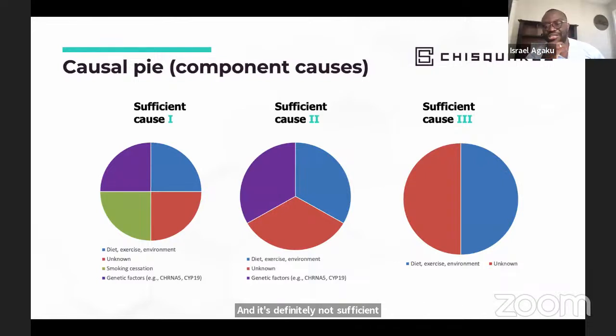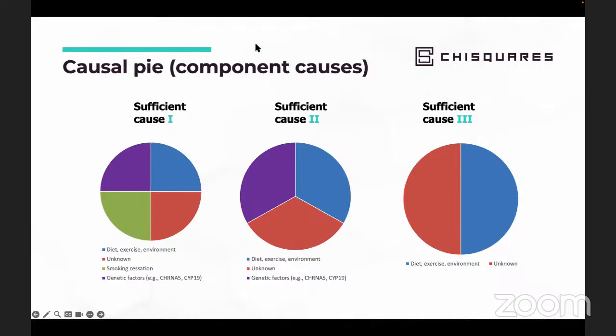So that's how we use causal pies in epidemiology. It allows you to visualize things that are necessary, whether they are necessary and sufficient, or necessary but not sufficient. Any questions on that before we move on? No question on this. Okay, all right, great.